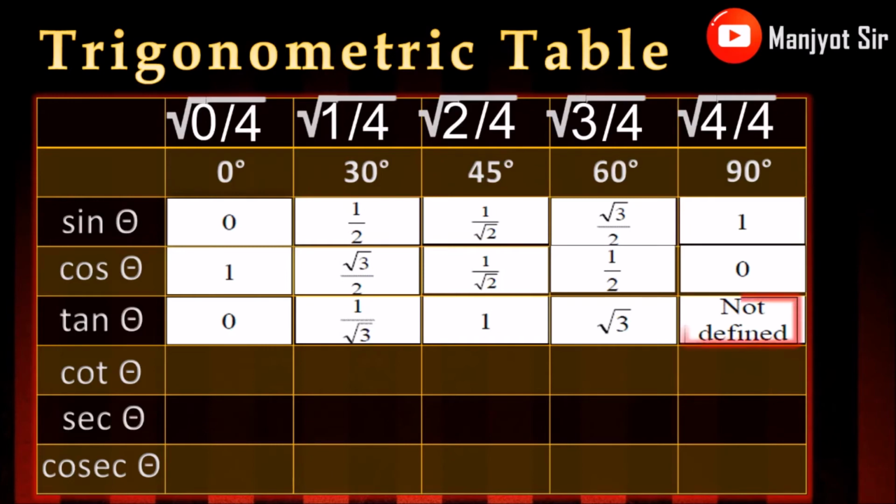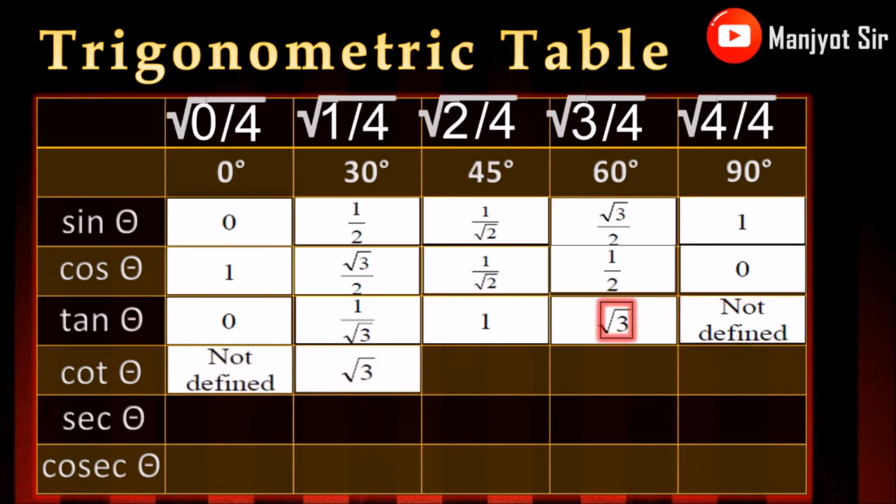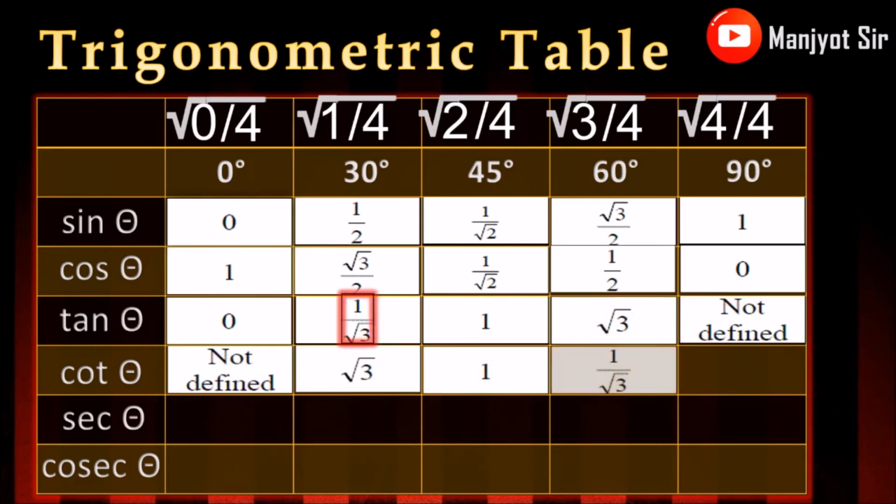Whatever is last in tan becomes first in cot. So cot 0 will be not defined. Then cot 30 will be root 3. Cot 45 will be 1. Cot 60 will be 1 upon root 3. And cot 90 will be 0. So we have just twisted all the values of tan to get cot. I guess everyone is clear with all 5 values of cot as well.